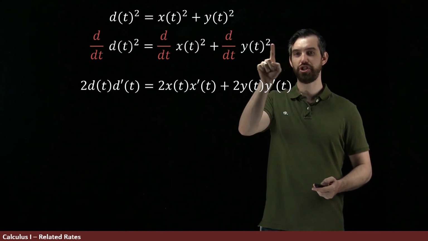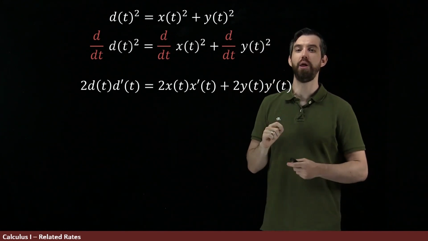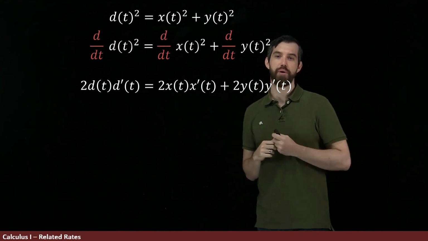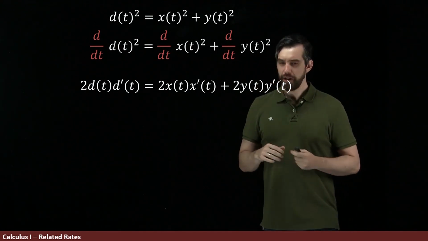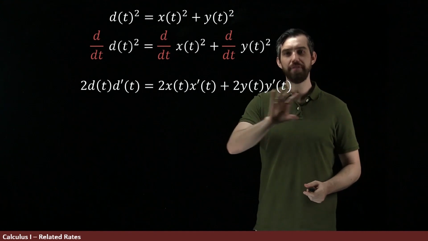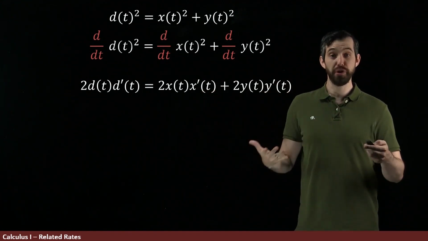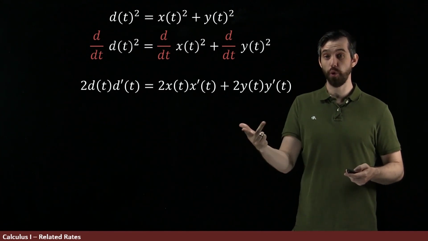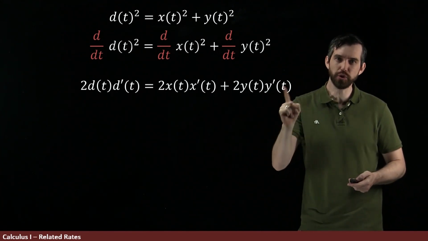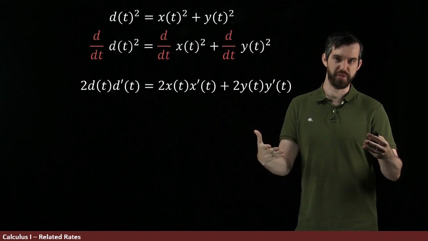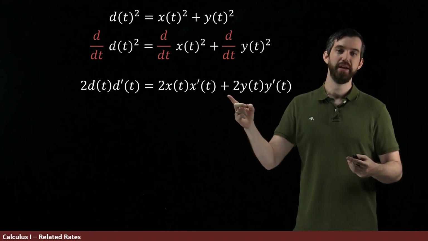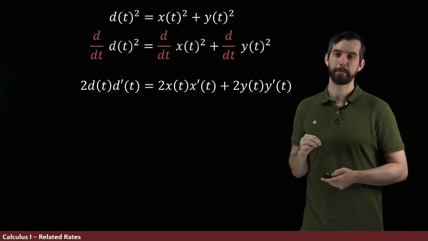That's applying the chain rule and the power rule to all of these variables to the power of 2. Now what's interesting about this equation that we have down here is I want you to note that it is relating the original variables, the d, the x, and the y. We can see that those are there, but it's also relating the derivatives of those variables.